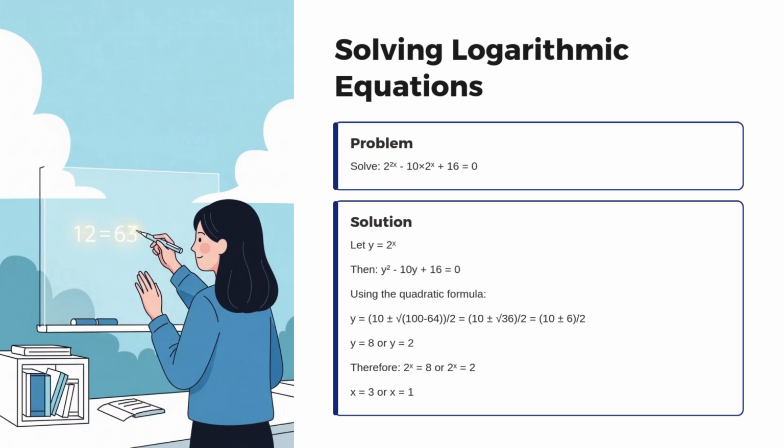Using the quadratic formula, y equals (10 plus or minus square root of 100 minus 64) divided by 2, equals (10 plus or minus square root of 36) divided by 2, equals (10 plus or minus 6) divided by 2. Y equals 8 or y equals 2. Therefore, 2 to the power of x equals 8, or 2 to the power of x equals 2. So x equals 3, or x equals 1.